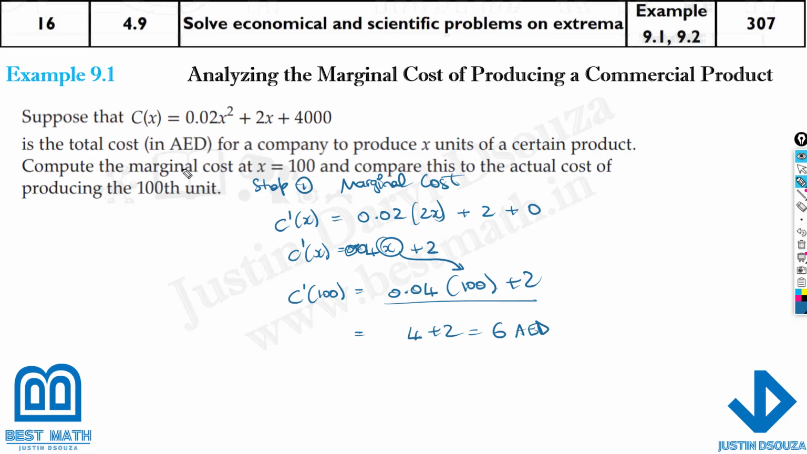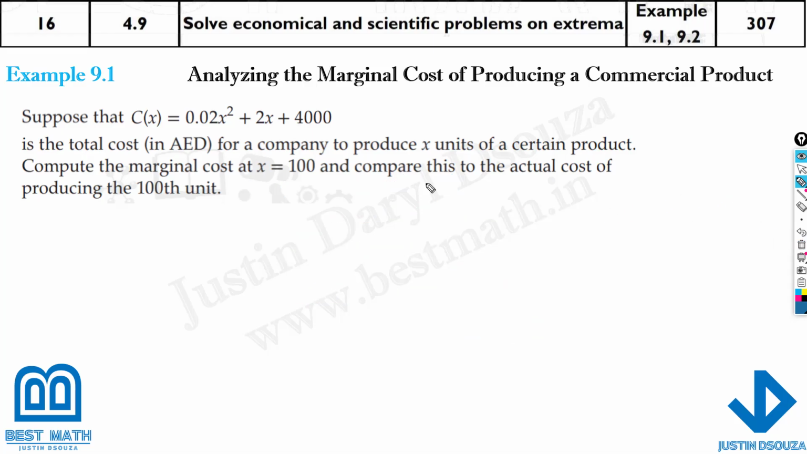Very simple. Whenever you have been given an equation, just find its derivative. That'll be the c prime of x. That is the marginal cost equation. So you need to substitute the x value given to you, and all you will get is the marginal cost. That is step 1. Please write it down because we will have to do the actual cost and compare it as well.